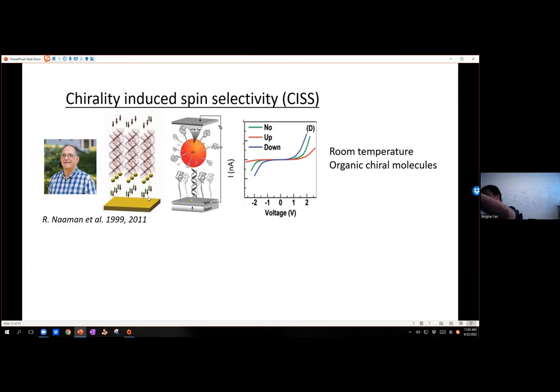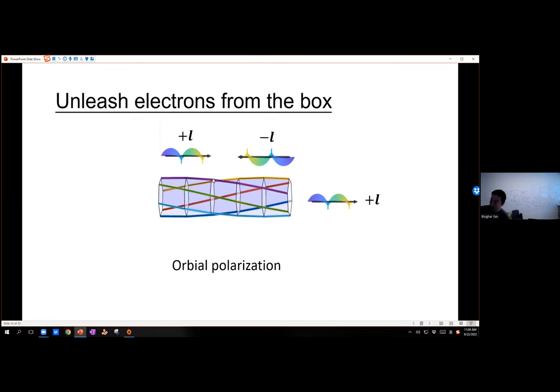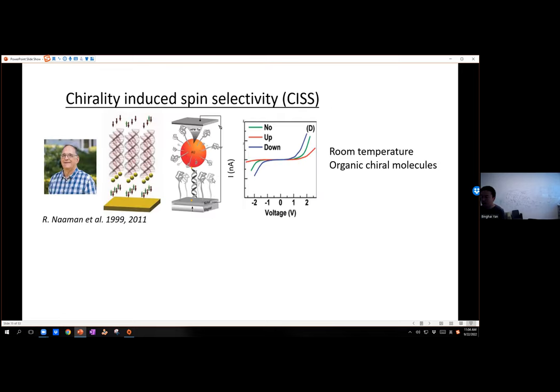When measuring the polarization of the photoelectron, we found these photoelectrons are highly polarized. Actually, the polarization ratio is super high. It's like 60-70%. It's much more than the ferromagnetic material. Another experiment is a transport experiment. It's in the middle figure.